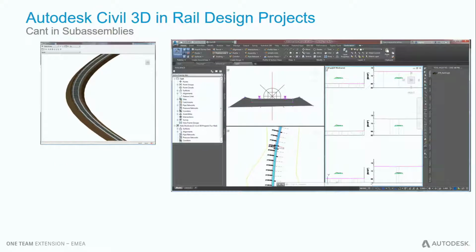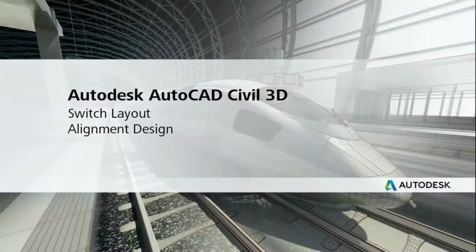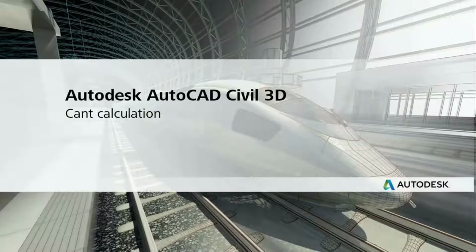So this is regarding the Cant and subassemblies. Hopefully we're going to have it in 2019.0. And then once you go through the presentation, you will find that there are many detailed videos. Each one of them is about a certain topic. You will have about 4 minutes on alignment design inside of Autodesk Civil 3D. How to use the rail alignment tools inside of Civil. Another one is about Cant calculation. By the way, all of these videos were created by my colleague Peter Engels, so it's not my work, it's his work, just to clarify things.